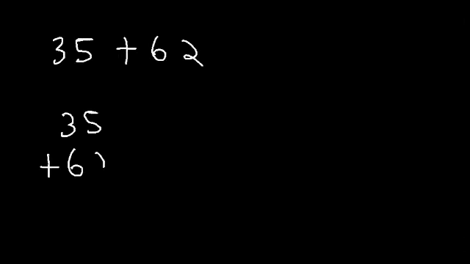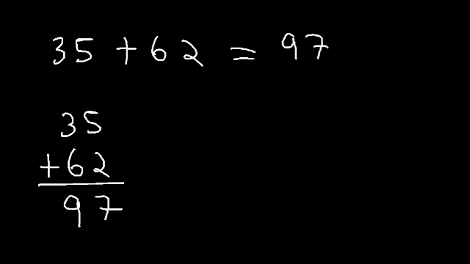Try this one. Add 35 and 62. So 35 plus 62. 5 plus 2 is 7. 3 plus 6 is 9. So this equals 97.